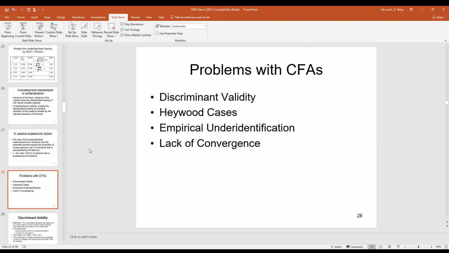Like I said, problems with CFAs include that discriminant validity can be an issue, Heywood cases can be an issue, and empirical under-identification can be an issue. Theoretically my model should be identified, but when I try to run it with this variance-covariance matrix, it doesn't run. Then there's lack of convergence, which means I try to run this model and never actually get a solution. My model never converges on a solution.